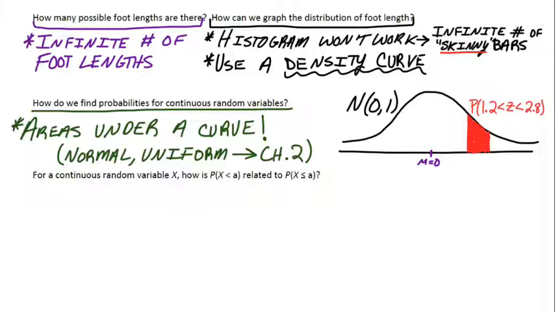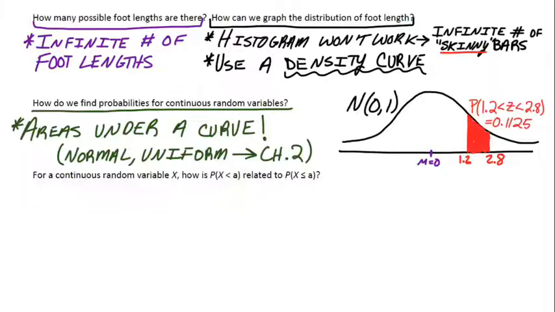And remember, z-scores are just a measurement of standard deviation. How many standard deviations are we away from the mean? So for this portion right here, from 1.2 to 2.8, it would be 0.1125. So you could use the normal CDF command, or you could use the chart for normal tables to find that.